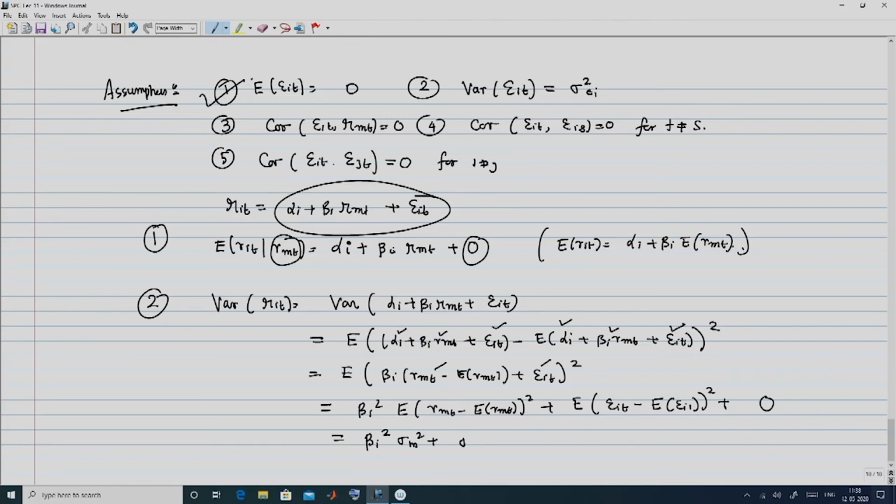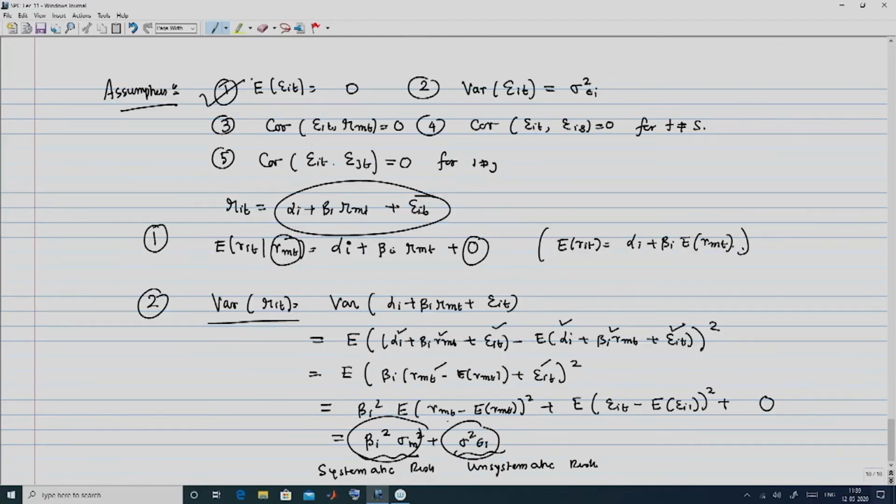plus sigma square epsilon_i, and the first term is what is known as the systematic risk, and the second is known as the unsystematic risk. So, we can see that the variance of the asset can be decomposed into systematic risk and unsystematic risk.